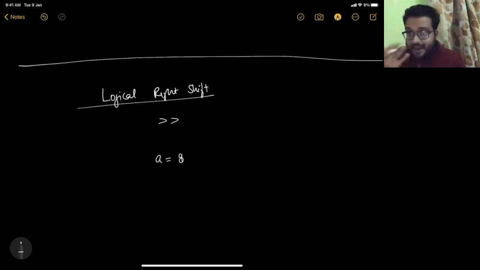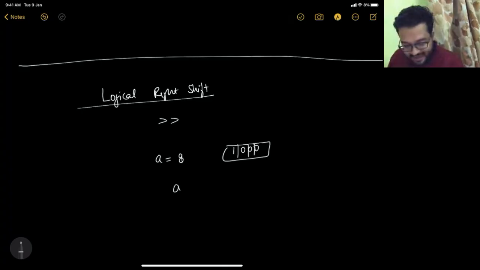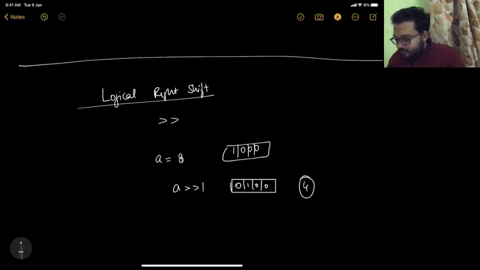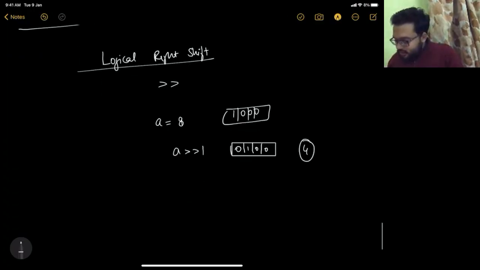Now, if I do 8 right shift 1, I should essentially get every bit moved 1 towards the right, the most significant bit now being a 0. Your number will look something like this. Isn't that correct, guys? Your number has now become 4. It has halved. Then you do another right shift, let's say. Then your number becomes 2 because you have dropped another bit on the right.